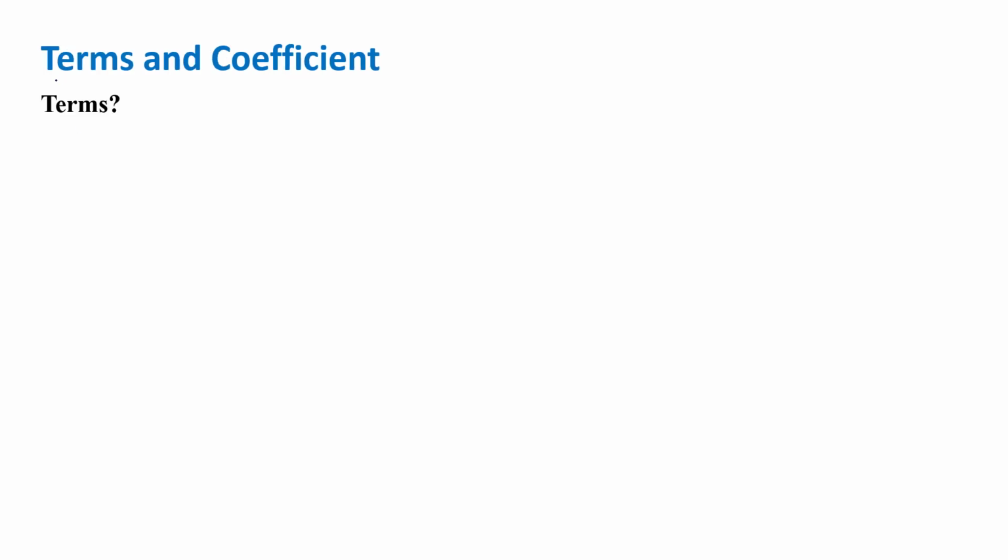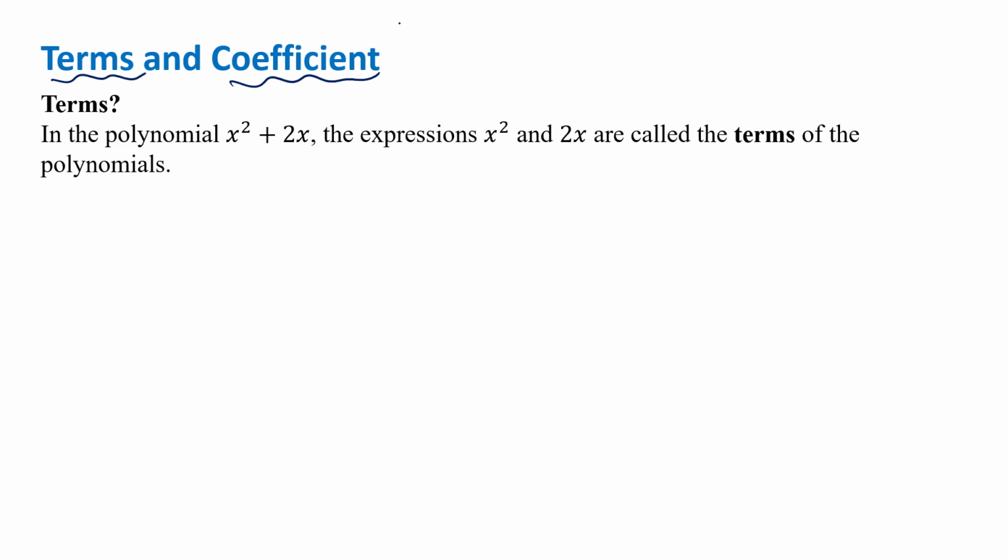Now let's discuss the terms and the coefficients, meaning what the terms are and what the coefficients are. In the polynomial x square plus 2x, the expressions x square and 2x are called the terms of the polynomial. These two expressions are divided by the plus sign. This plus sign divides them, so this is counted as 1 and this is counted as 2.